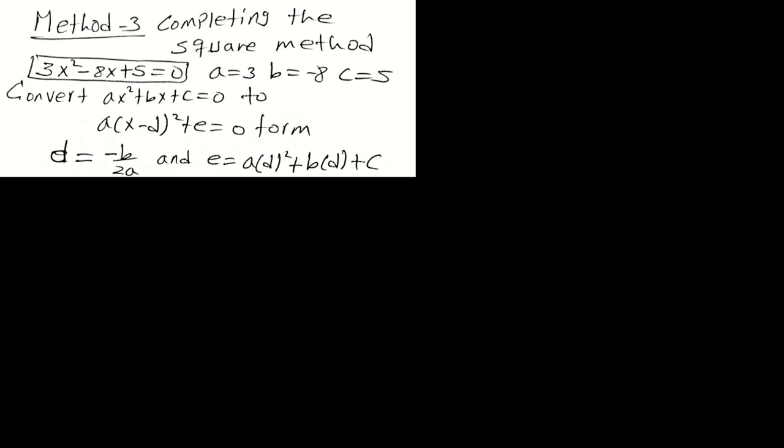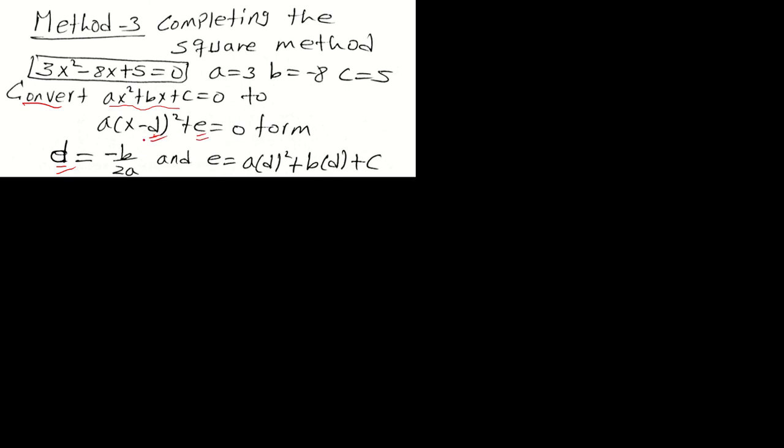The last method is completing the square. So what to do? First, convert the given quadratic equation, which is ax squared plus bx plus c equal to 0, into the form of a in bracket x minus d the whole square plus e, which is equal to 0. But what is something new here is d and e. d and e are something new.